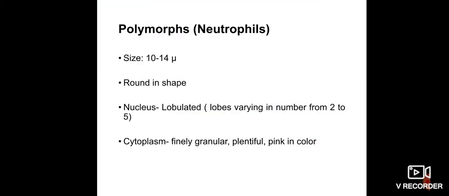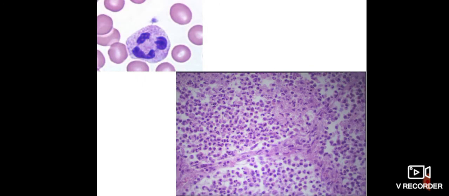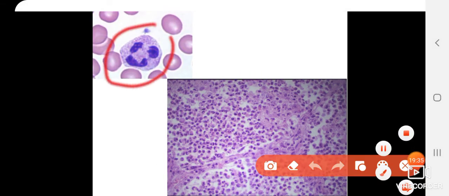Then we have polymorphs or neutrophils, which have a size of 10 to 14 microns, round in shape, and as you all know, the nucleus is lobulated with 2 to 5 lobes and granular cytoplasm. Again, you have a peripheral smear picture in which you can see a neutrophil having 3 lobes connected by 2 streaks. When you go for histopathology, again you will be able to make out these cells which have a bilobed to trilobed nucleus and granular cytoplasm. You can see these most commonly in granulation tissue or any acute inflammatory condition.